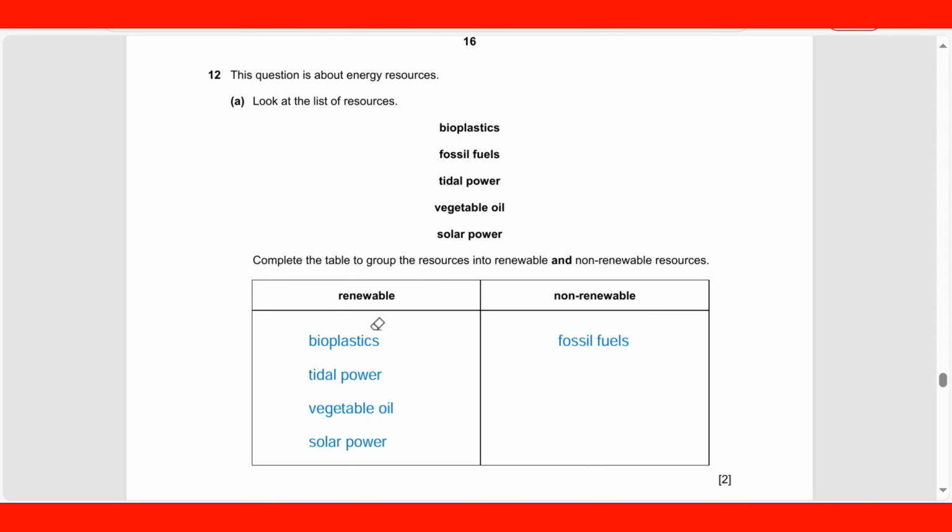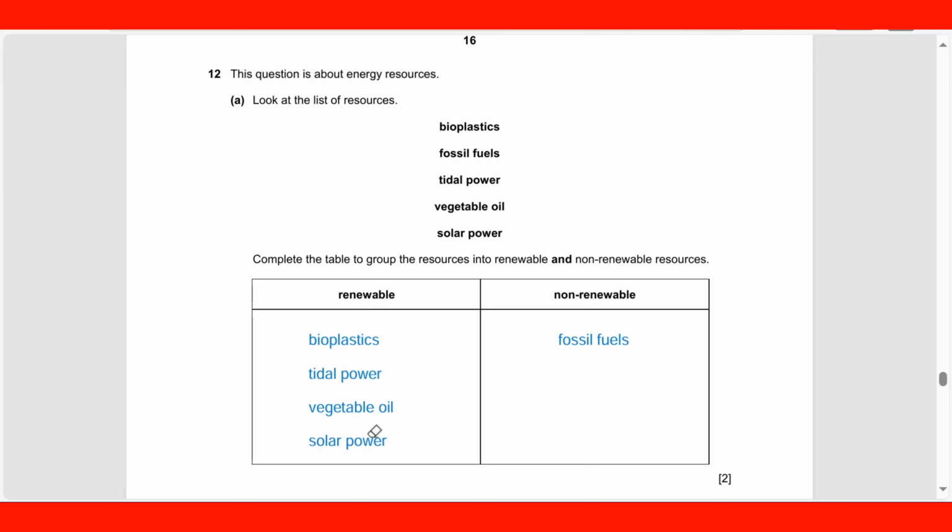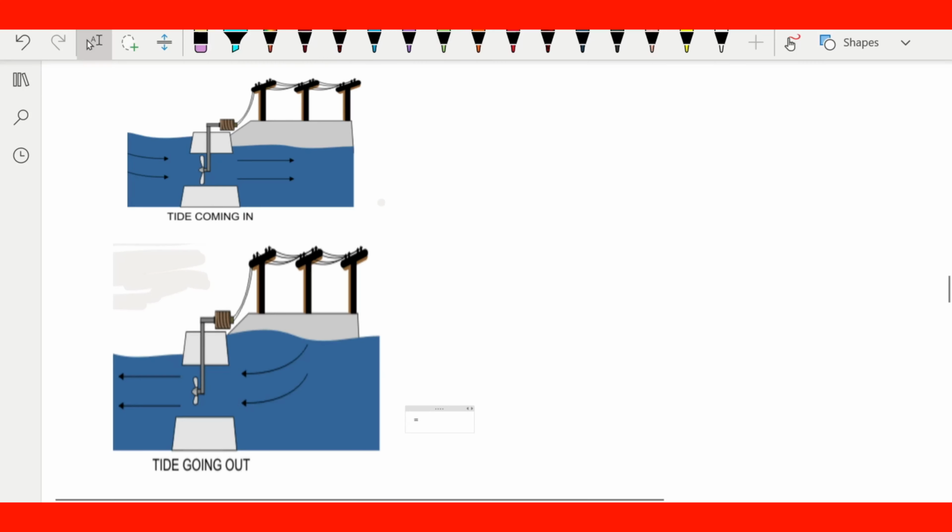Okay, we see bioplastics, tidal power, vegetable oil, and solar power, they are all renewable, while fossil fuel is the only one that is non-renewable. Let's take a look at tidal power and solar power. You see here this is the tide coming in and the tide going out. So tidal energy works by using turbines here, which rotate as water flows in, tide coming in and flowing out, driving a generator to produce power. So that is tidal power.